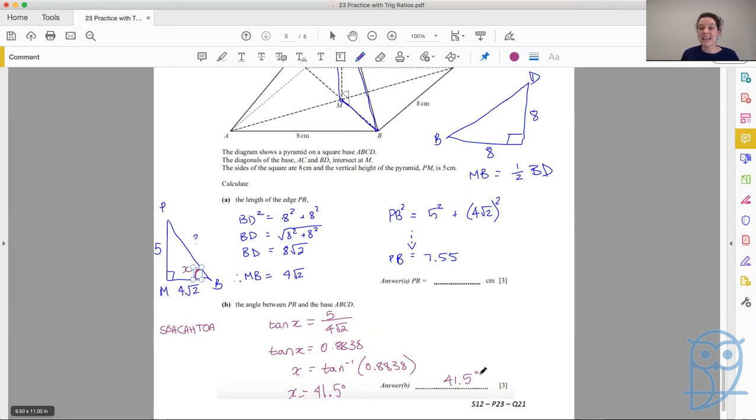So the key thing when you're doing an applied question is be familiar with your SOHCAHTOA, but then make sure that you are always looking for that right angle triangle and then keeping in mind your Pythagoras and your SOHCAHTOA.